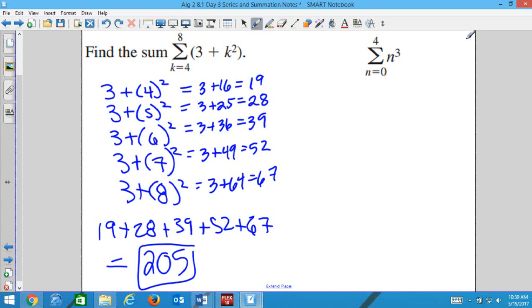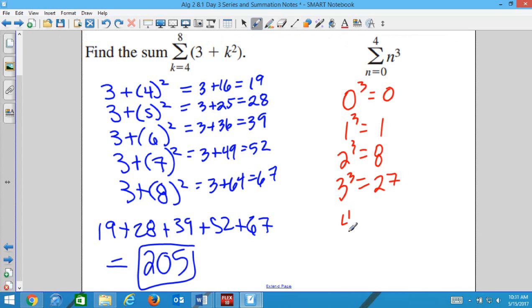All right, so for this one, what is my first input number? 0. So I'm going to do 0 to the third, then 1, and 2. Correct. And then 4. And that's when I know to stop, when I input that top number. So then I have to add up all my answers.